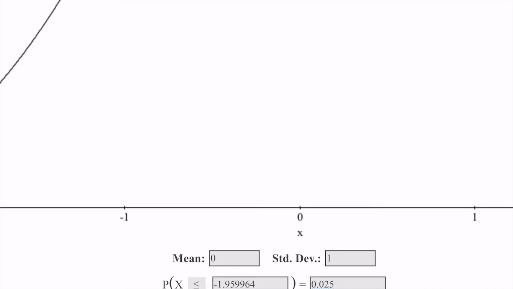Hit compute, and there we go. We get a z-score of a negative 1.96, which if we take the positive version, we get a positive 1.96. Okay, so I just wanted to take a quick second and show you guys how we can easily get the critical z-score using our StatCrunch calculator. So there's no need for us to use the table.